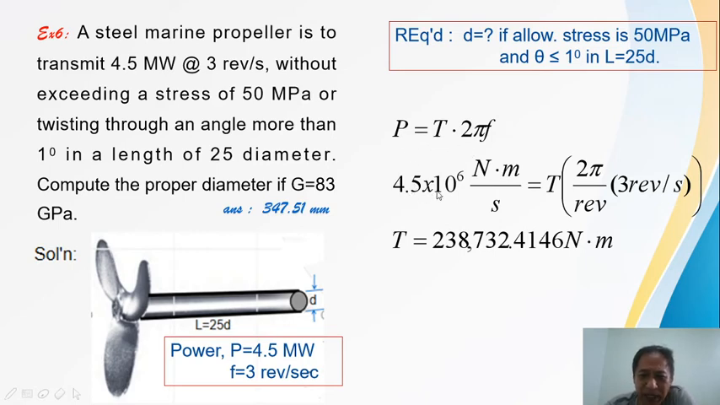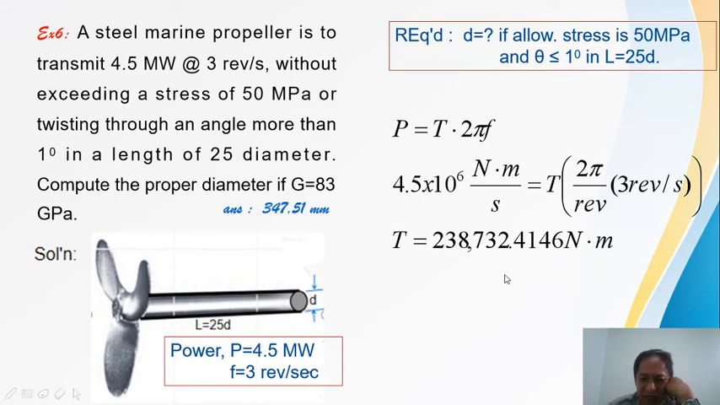P is 4.5 megawatts. Watts means Newton meter per second. Mega is 10 to the power 6. So, 4.5, this is mega, this is watts. Then, T is the unknown, which we will solve so we can substitute it later in finding the required D. So, 2 pi means per revolution, because we have a frequency of 3 revolutions per second. So, per second, it's out. So, the unit for torque will be Newton meter.